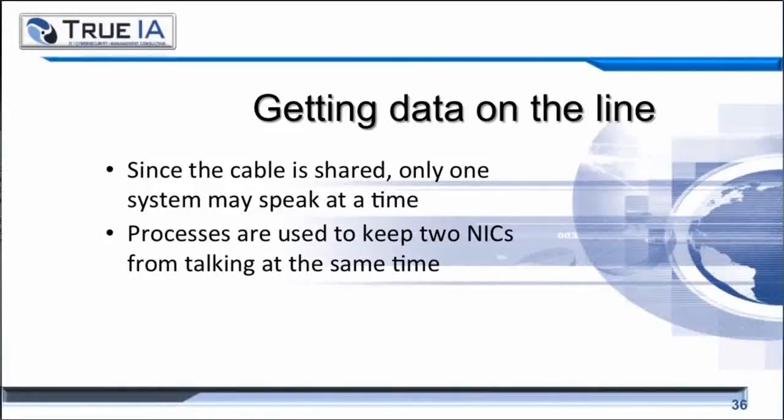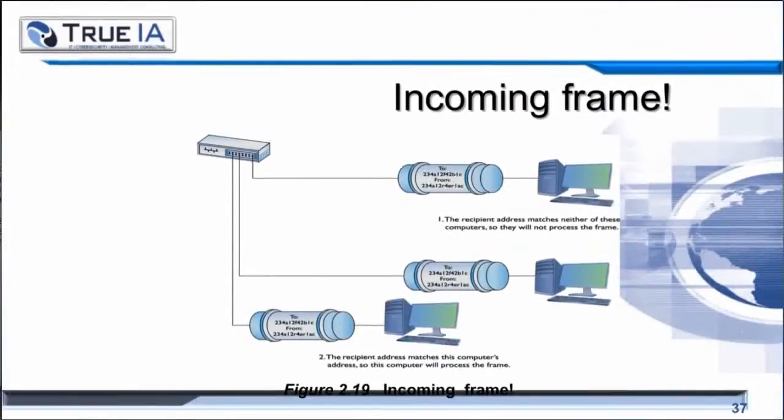So since the cable is shared, only one system can speak at a time. It's only polite to take turns. Processors are used to keep two NICs from talking at the same time.